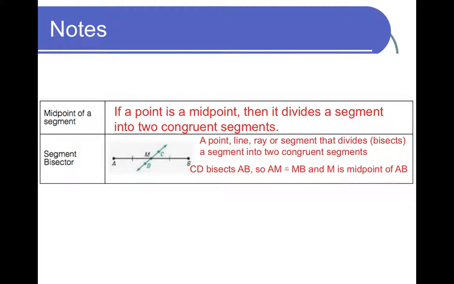So a midpoint is just if it divides a segment into 2 congruent segments, essentially it's in the middle, then that's the midpoint. And a point, line, ray, or segment that goes through the midpoint, so it goes through M here, then it bisects it into 2 congruent segments. So really the only difference is a midpoint is a point and a bisector is a point, line, ray, or segment.